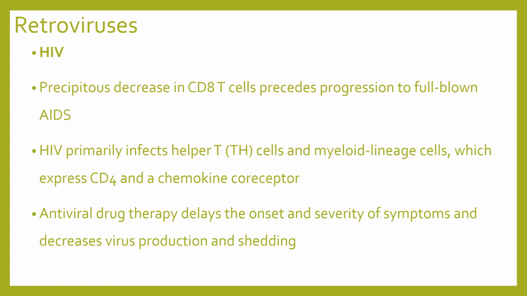So for HIV, the specific finding is a decrease in CD4 cells that precedes progression to full-blown AIDS, or acquired immune deficiency syndrome. HIV primarily affects the T helper cells and myeloid lineage cells, which express CD4 and chemokine receptors. So antiviral drug therapy delays the onset and severity of the symptoms and decreases virus production.